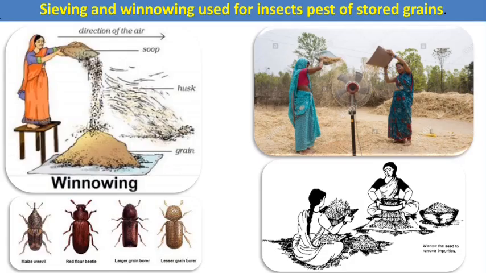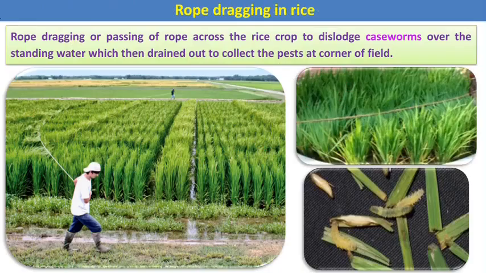Then the next one is sieving and winnowing. This sieving and winnowing technique is one of the traditional techniques. It is followed mostly in rural areas. With the help of these techniques, we can avoid infestation of different stored grain pests. Then rope dragging. This technique is mostly followed in the case of rice. The rope is dragged or passed across the rice crop to dislodge the caseworm over the standing water, which is then drained out to collect the pest at a corner of the field.